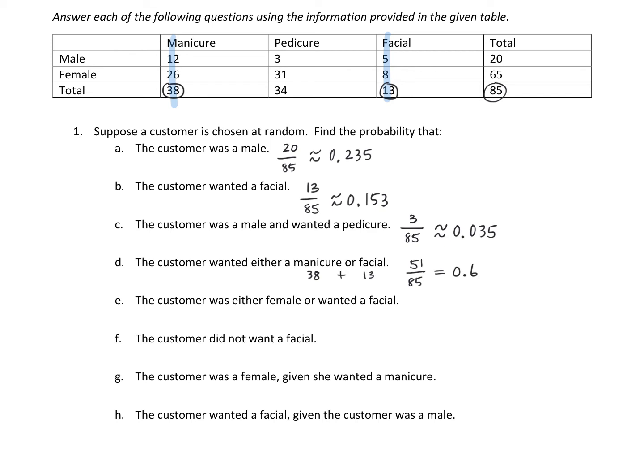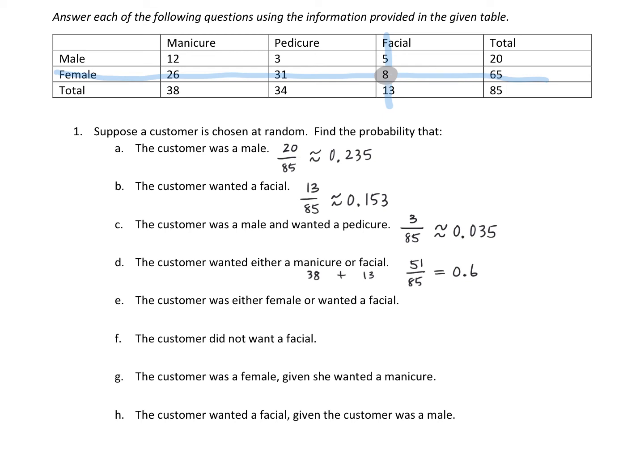Okay, part E. Find the probability that the customer was either female or wanted a facial. Okay, so female or facial. In part D, manicure and facial were both columns, so they didn't overlap. But in this one, female is a row and facial is a column. So we're going to have a number, this number 8, that overlaps. So you don't want to count the 8 twice.